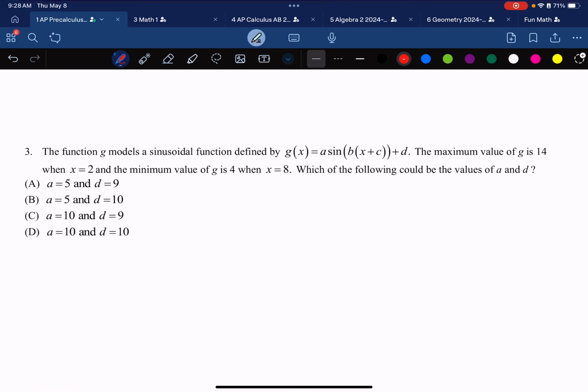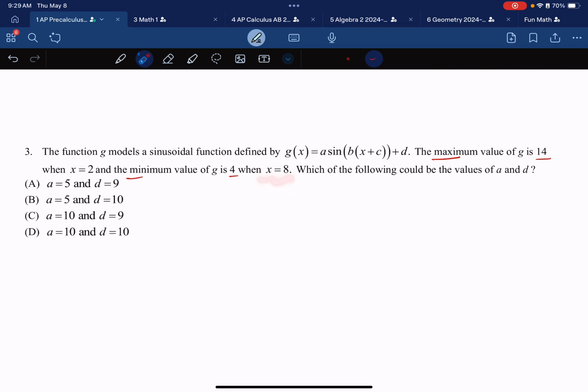In number 3, we've got a sinusoidal function. Oh, okay, so it says max is 14, the minimum is 4. And these x-coordinates are actually not useful. Maybe they're useful for a second problem where you have to figure out period. We don't have to figure out period because A is our amplitude and D is our midline. So we can kind of ignore those x-coordinates, which is very atypical in an actual AP test. The actual AP test will not give you red herrings like this where they say, haha, you didn't actually need that data.